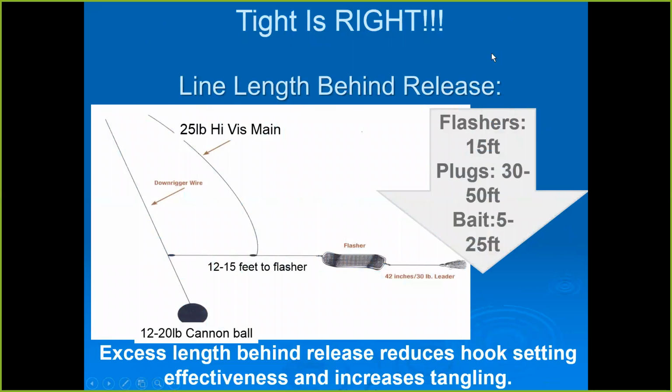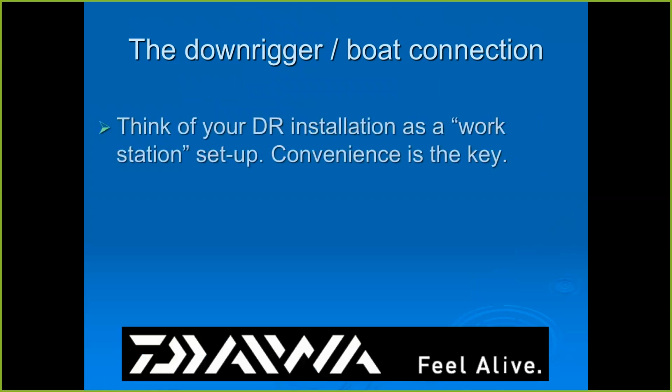We need to run our stuff tight too. By tight, we mean close to the release. 12 feet behind a release is really plenty of room. If you think about it, we're not going to tangle our gear port to starboard as much, but more importantly, that fish has less room to actually swim before he experiences hook setting tension if we're fishing our gear tight to that release.